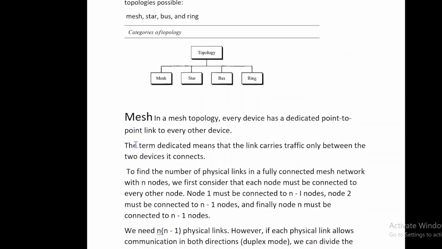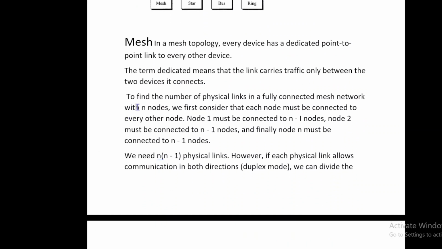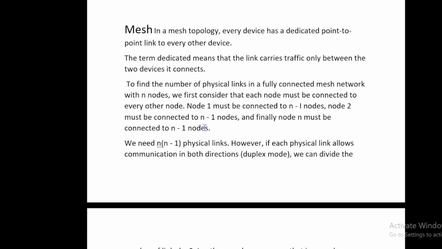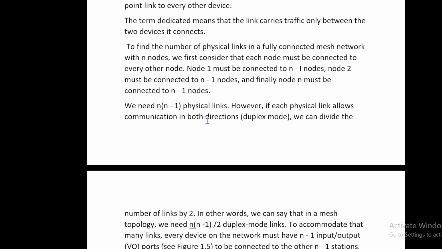In a mesh topology, every device has a dedicated point-to-point link to every other device. The term dedicated means that the link carries traffic only between the two devices it connects. To find the number of physical links in a fully connected mesh network with n nodes, we first consider that each node must be connected to every other node. Node 1 must be connected to n-1 nodes, node 2 must be connected to n-1 nodes, and finally node n must be connected to n-1 nodes. We need n(n-1) physical links.